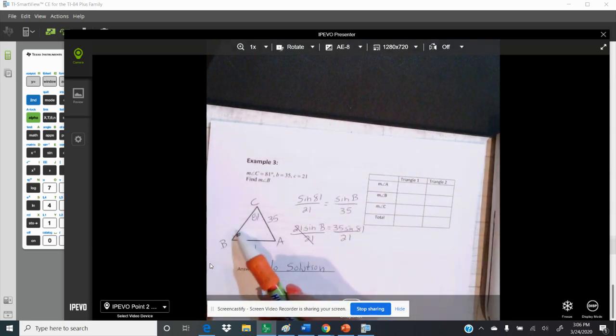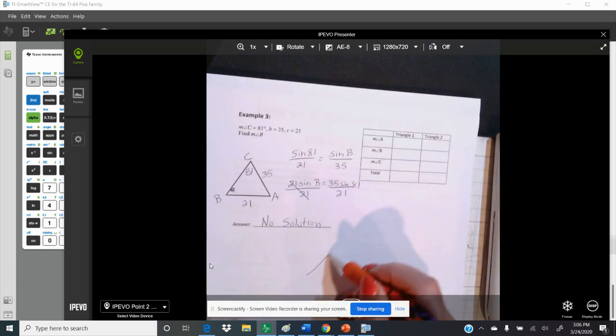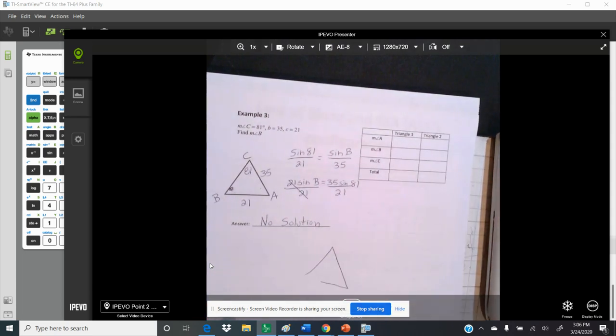And what that really means is that you can't actually make a triangle out of those sides. It's sort of like you would end up being like this, where the lengths wouldn't be long enough to actually attach no matter what angle you used. So it would not be able to make a triangle at all.